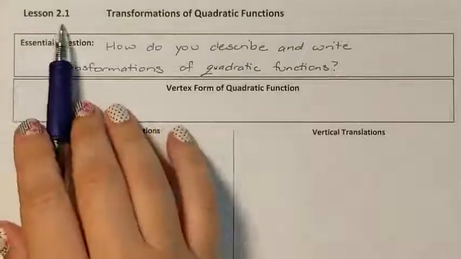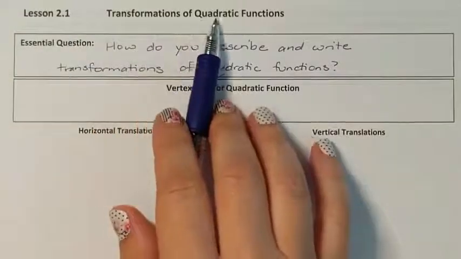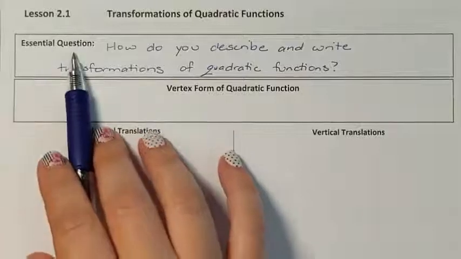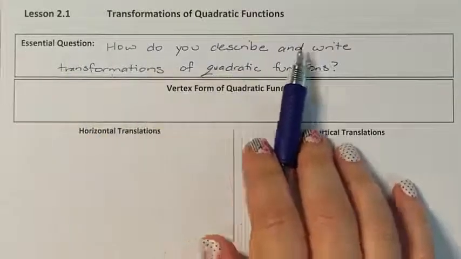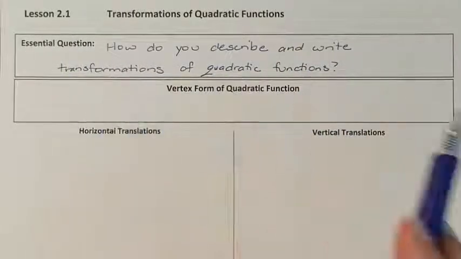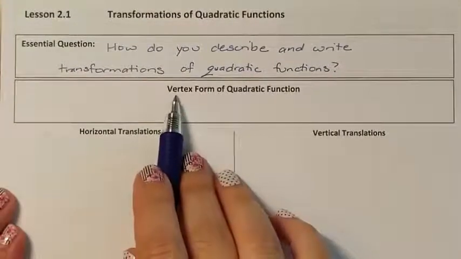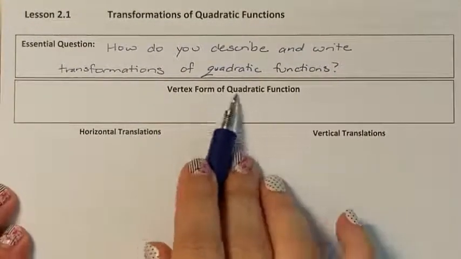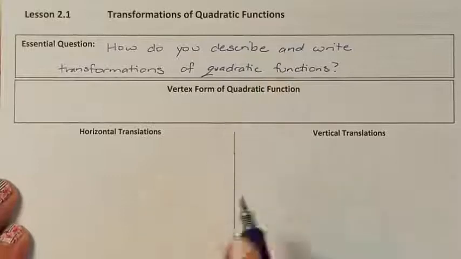So we are starting lesson 2.1, transformations of quadratic functions. Our essential question today: how do you describe and write transformations of quadratic functions? First thing we need to review is what vertex form is when we're specifically looking at the quadratic formula.